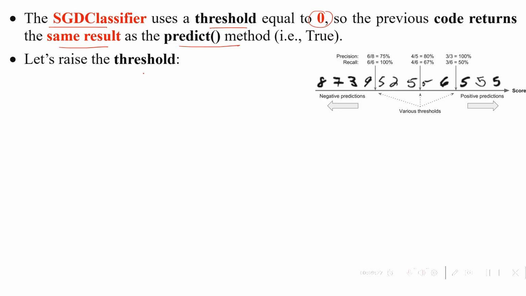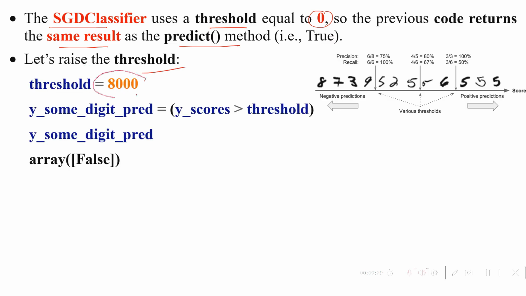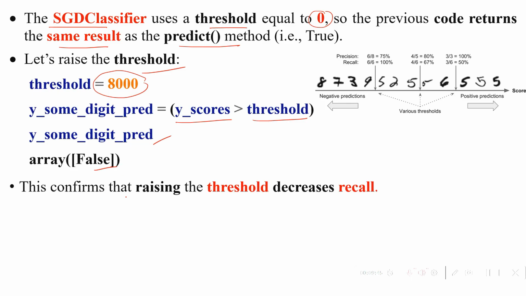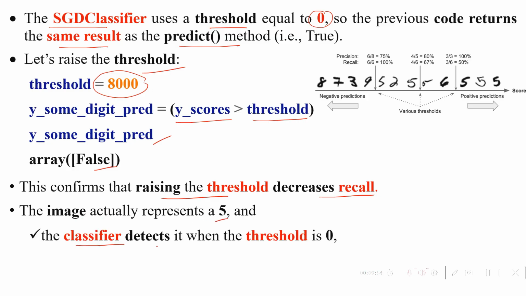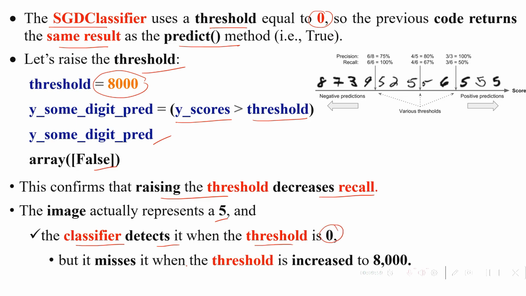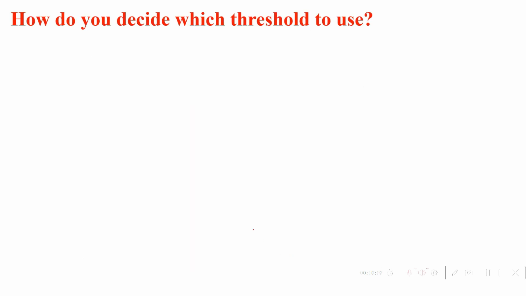Okay, let's raise the threshold value. The threshold value is going to be 8,000. So y_some_digit_pred equals y_scores greater than the threshold value. So y_some_digit_pred is a False value. This confirms that raising the threshold value decreases the recall value. The image actually represents a 5, and the classifier detects it when the threshold value is 0, but it misses it when the threshold value is increased to 8,000.